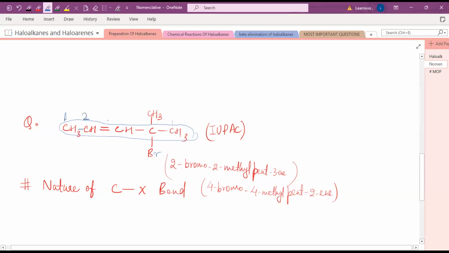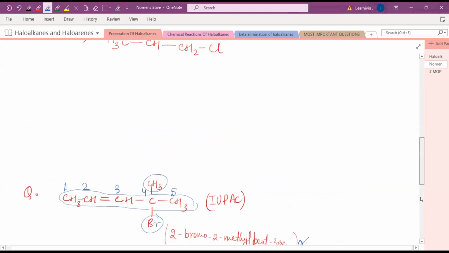So 1, 2, 3 and 4, and this is 5. On the fourth position there are substituents, bromine and the methyl group. So it will be 4 bromo, 4 methyl, pent 2 ene. Got it? 2 bromo, 2 methyl, pent 3 ene is wrong. So this is the correct one: 4 bromo, 4 methyl, pent 2 ene. Got it?